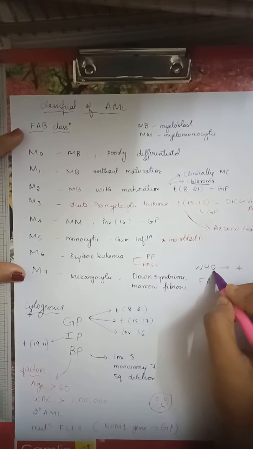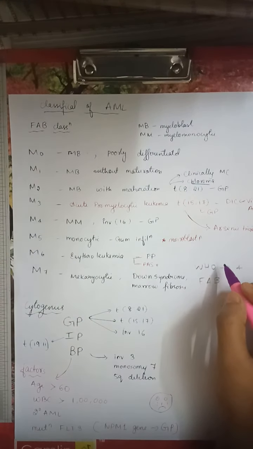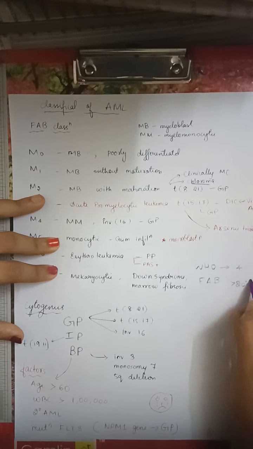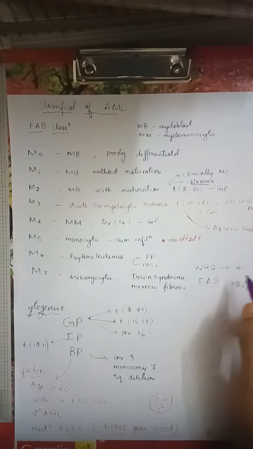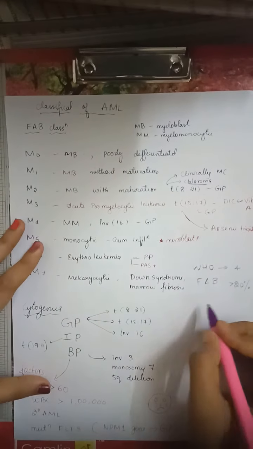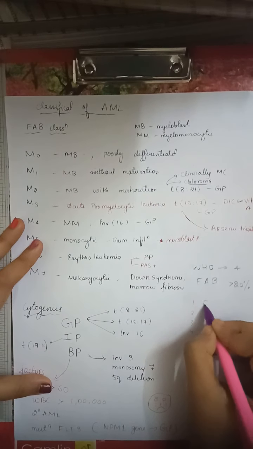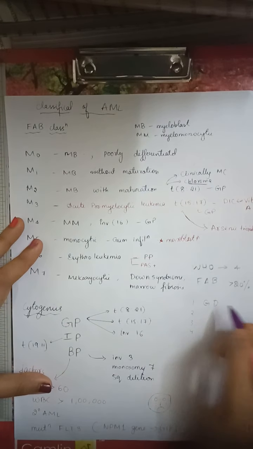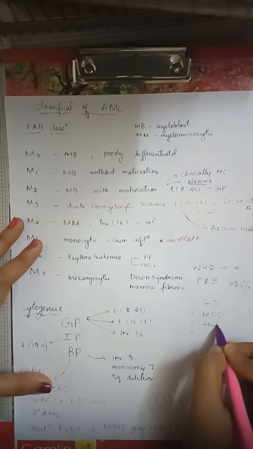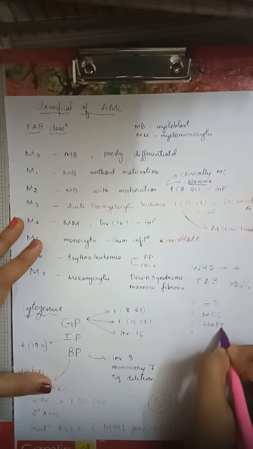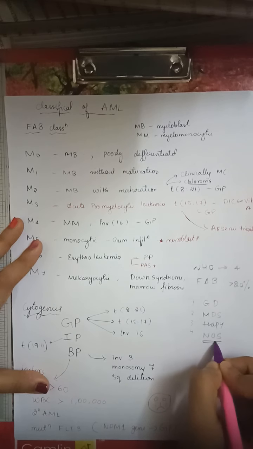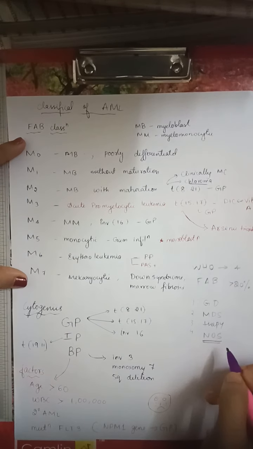So in WHO classification, the basic thing is that the blast count should be more than 20%, and it is not that important. This is not important for exam. It is divided into 4 types: genetic defect and associated with MDS, then therapy or drug related, then the last one is not otherwise specified.